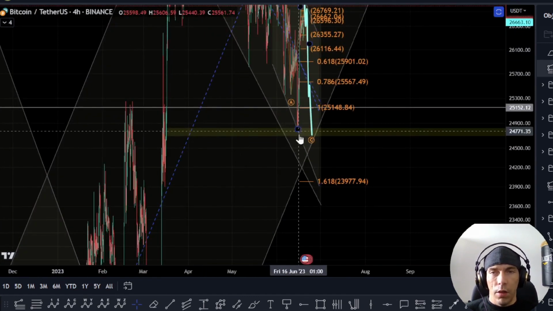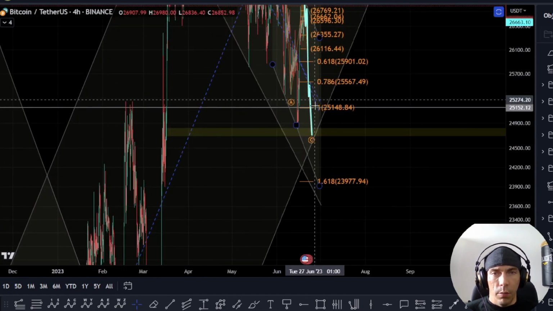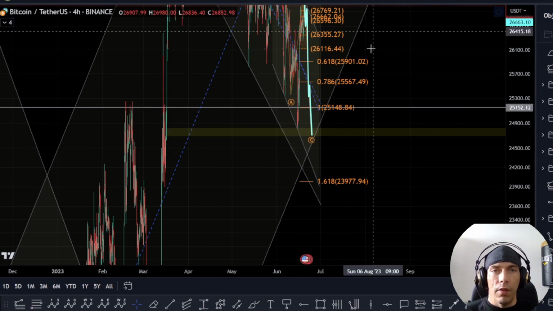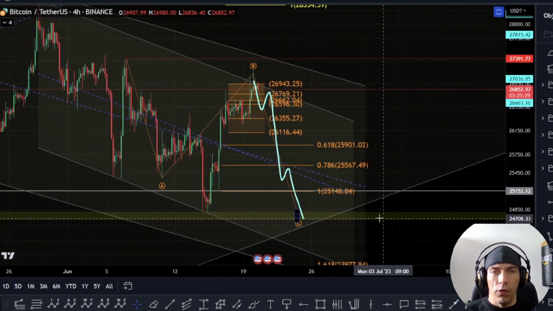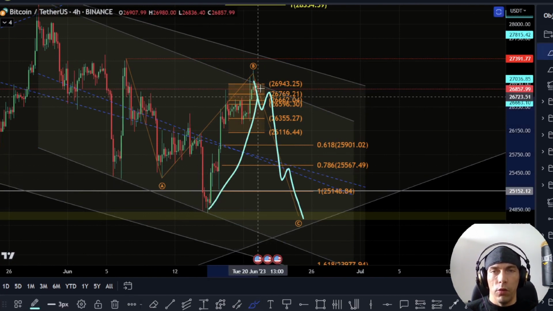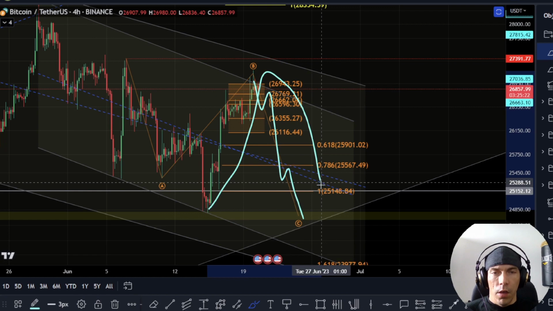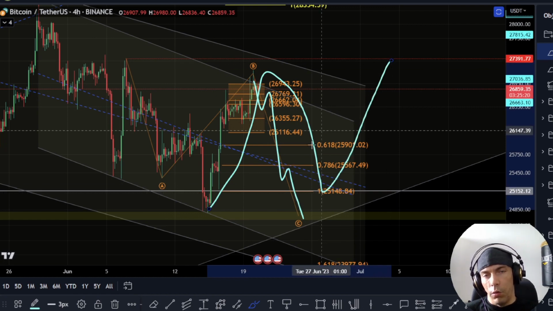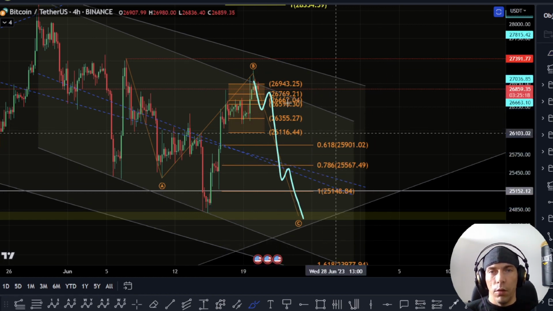So we would have come down here, swept this, moved back above, come back down, retest it, and then look for that potential of continuation to the upside. So that would be the idea here, that if we are looking for this move to continue, we could see price actually do this, come back, retest this level, and then look to actually push to the upside here. So I'm going to be keeping an eye on that.